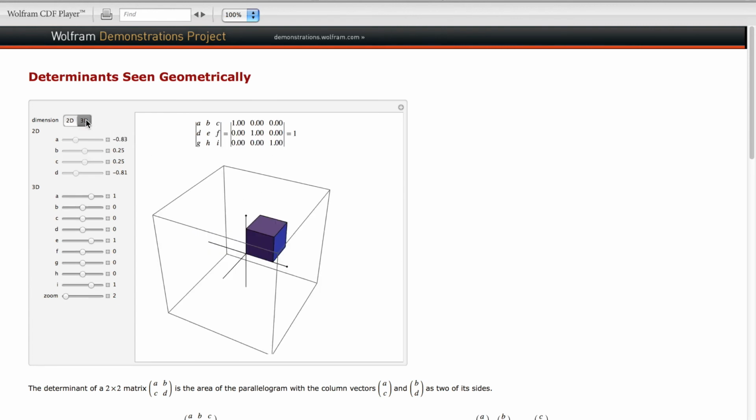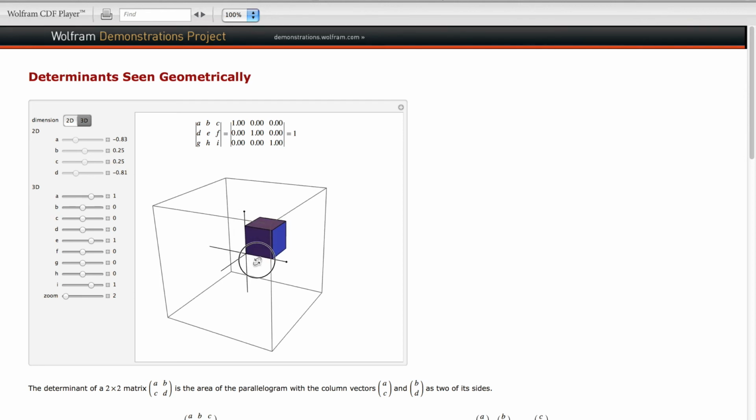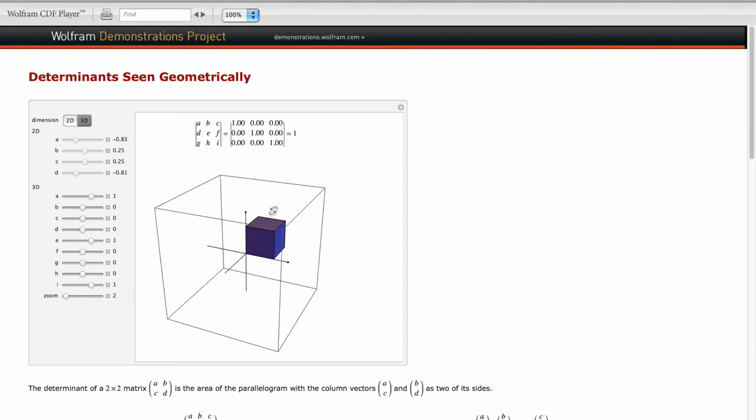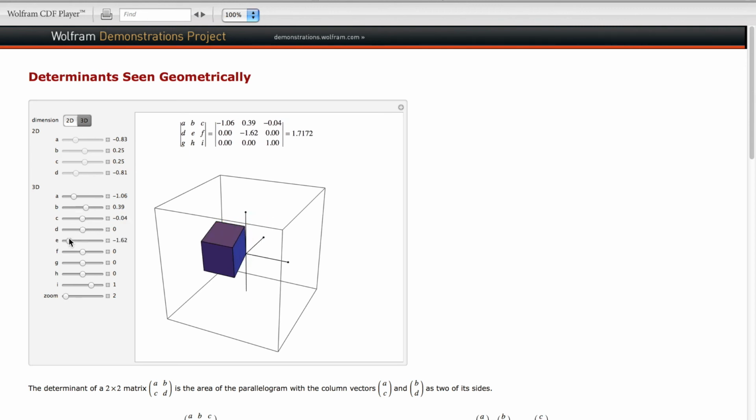In 3 dimensions, the determinant is the volume of the parallelepiped spanned by the row vectors of the matrix. So again, we can change these volumes, and it's again an oriented volume. There's a negative volume, and you can have skew terms here, and it goes negative again, and that brings it back to positive.